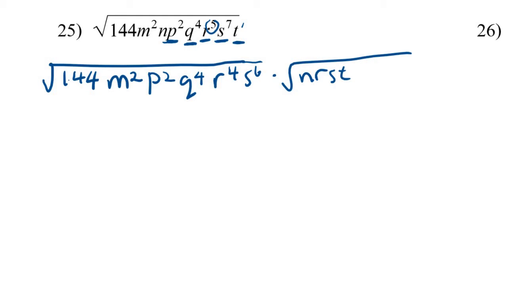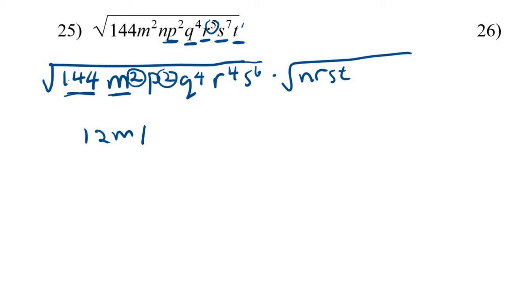So these are the two square roots. Now the next step is to just take the square root of everything on the left side. Square root of 144 is 12. Square root of m squared is m. Remember in class we learned that if you're taking the square root of a variable that has an even exponent, you just divide that by 2. So 2 divided by 2 is 1.